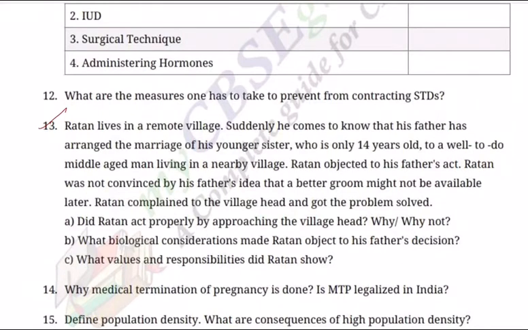Ratan objected to his father's act. Ratan was not convinced by his father's idea that a better groom might not be available later. Ratan complained to the village head and got the problem solved.